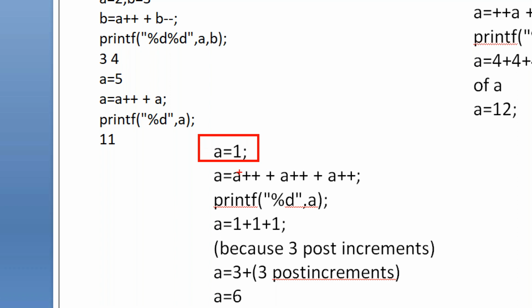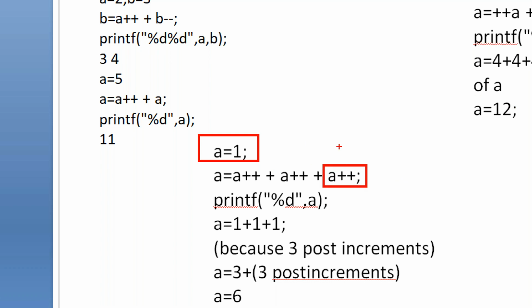See, actually a is 1. Then I am using a equal to a plus plus plus a plus plus. This is the scenario. If it uses only one variable and consists of all pre or post increments, in that scenario you may get a different answer compared to other editors. My analysis is almost similar to the Turbo C compiler, not for other editors.